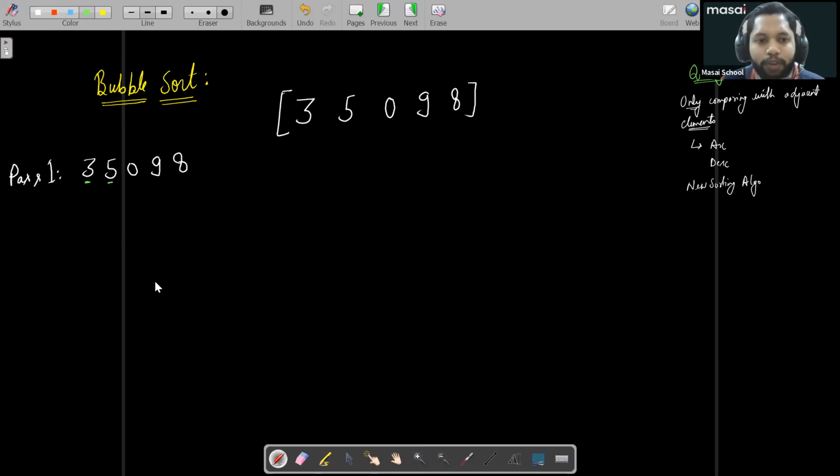We are arranging in ascending order. That's why I am saying, is 3 greater than 5? No. So what I will do, I will simply move forward. Now again, guys, 5 and 0. Here I have compared 3 and 5.